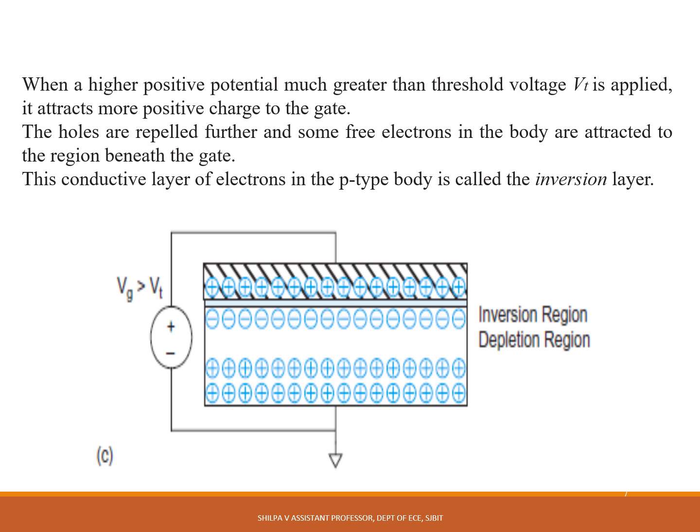Now we apply a still higher positive potential which exceeds a critical threshold, the threshold voltage VT, which attracts more positive charge to the gate. The holes are repelled further and some free electrons in the body are attracted to the gate. This conducting layer of electrons is called the inversion layer of a MOS transistor. So depending on the gate voltage, it operates in accumulation mode, depletion mode, and forms an inversion region when the gate voltage is more than the threshold voltage.